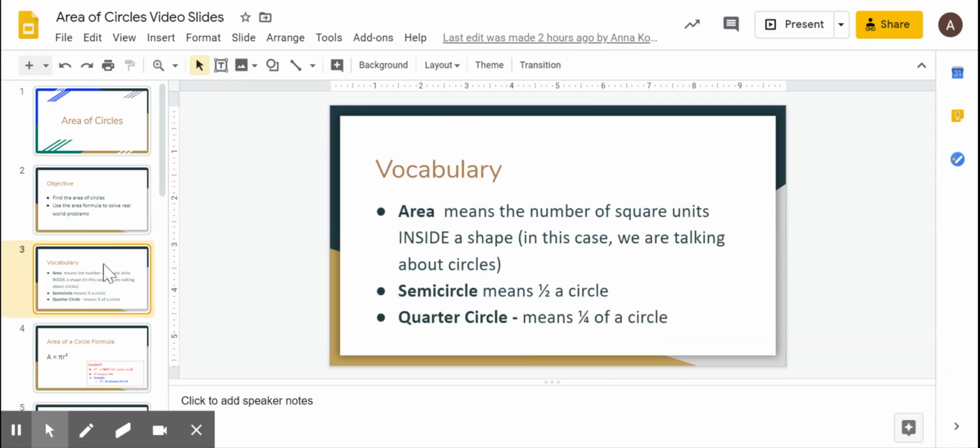So some important vocabulary that you need to know. Area means the number of square units that are inside of a shape. In this case, we're talking about circles. A semicircle means half of a circle, and a quarter circle means 1/4 of a circle.